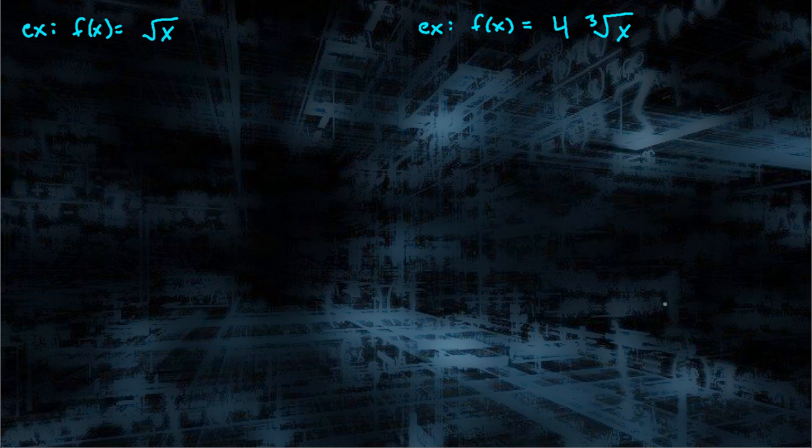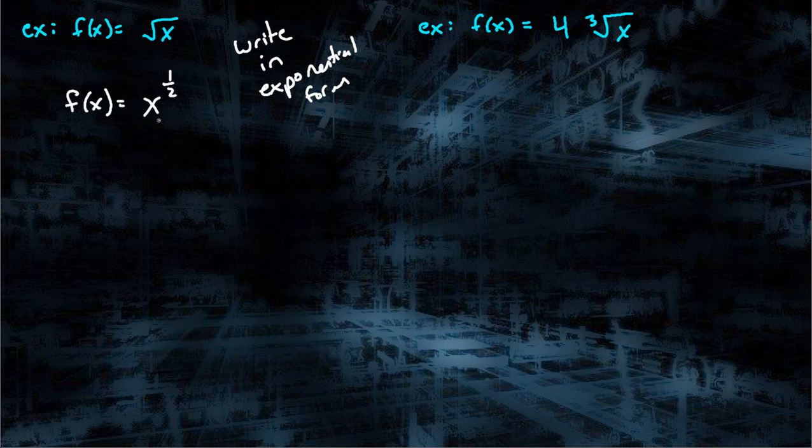So hopefully you're thinking that's pretty easy, but let's take a look at some more challenging questions. So f of x is going to equal square root of x. Now, I need to write that in exponential form. And that is going to be the case any time I have roots. I'm going to write them with exponents. So a half is the equivalent of a square root.